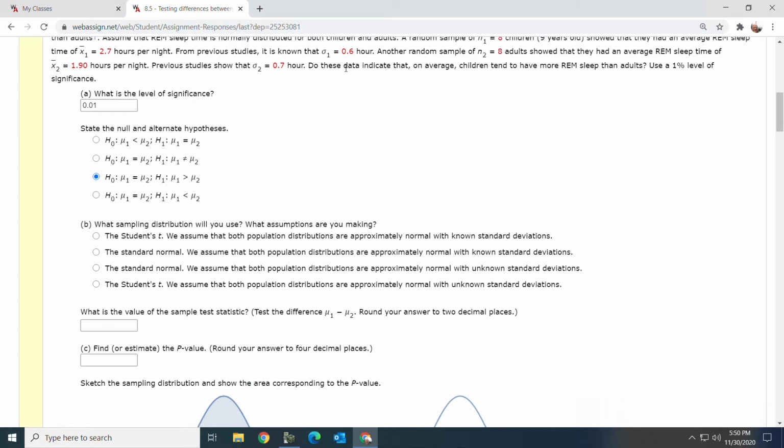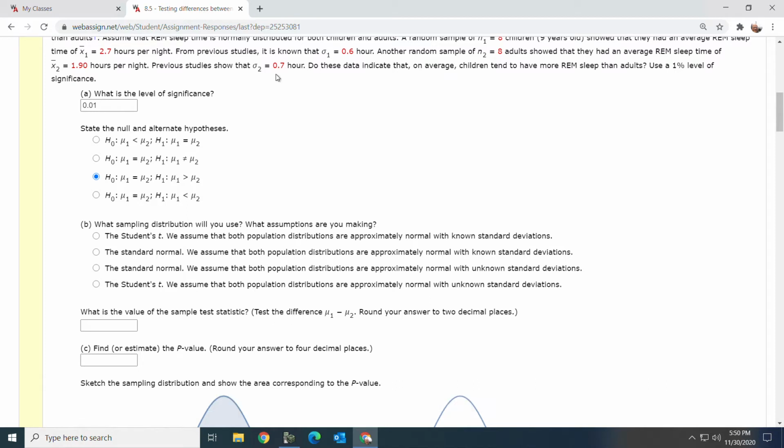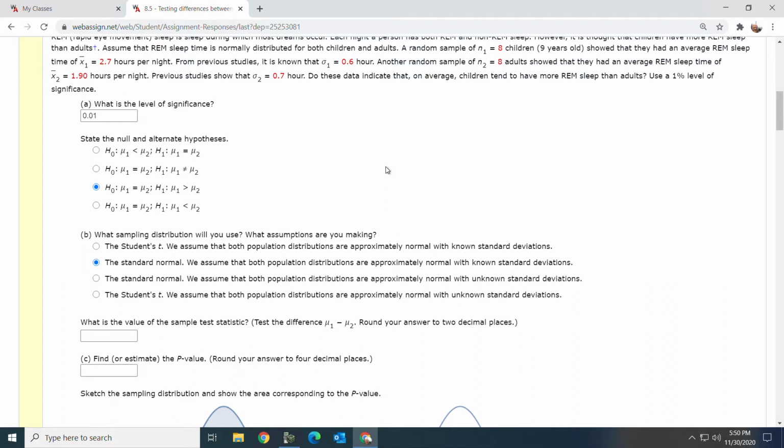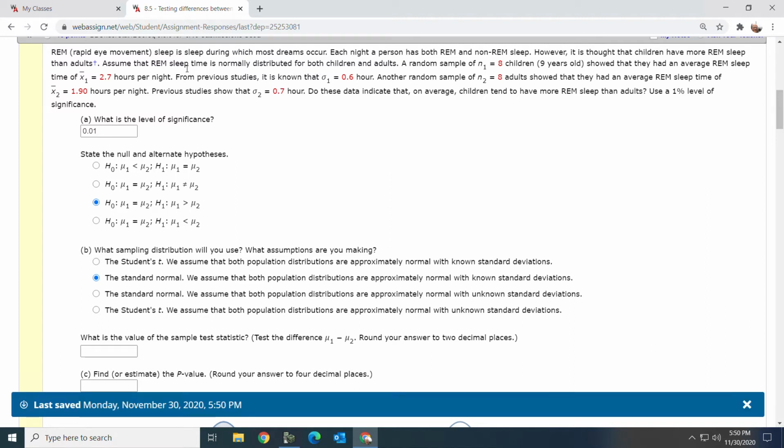We can use a z-test because we are given population standard deviations. So we're going to use one of these two in the middle, the standard normal. We assume that both population distributions are approximately normal, and we were told that back up here in the second sentence or third sentence, second line anyway.